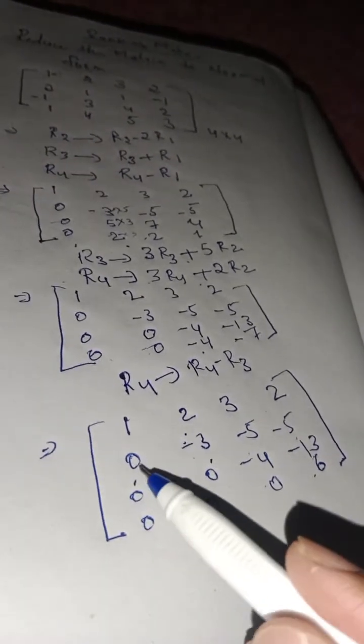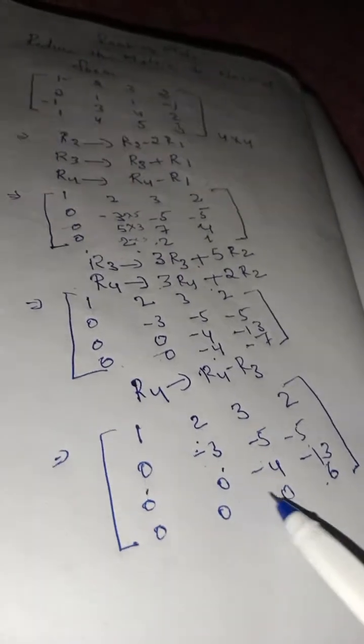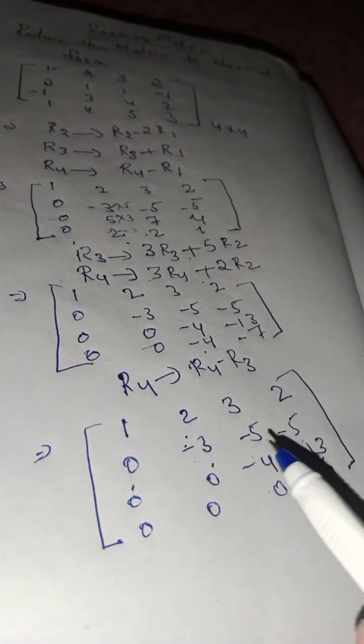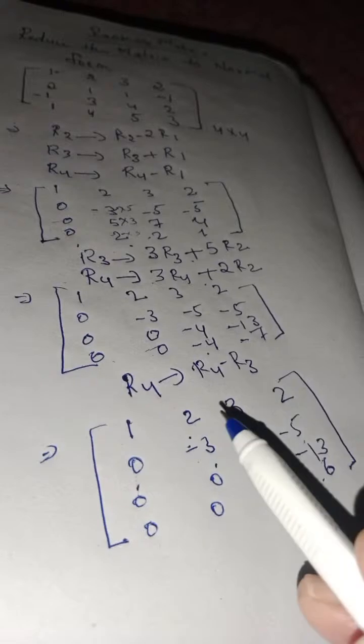So here the upper triangle is 0. Now what we have to do? We have to convert 2, 3, 2, minus 5, minus 5 and minus 3. These terms as 0. So what I have to do now? We have to perform column operations. So column operations has to perform for column 2, column 3, column 4 and column 5. So column operations we have to do.